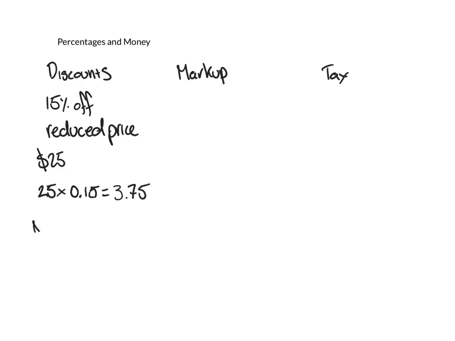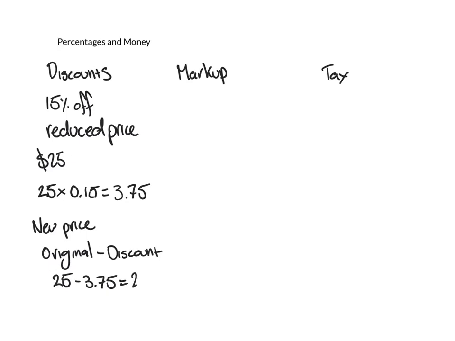But if we want to know the new price, we have to get the original and take away the discount. So $25 take away $3.75. Now you don't need to be a hero and try and do it in your head. This is where sometimes little mistakes happen. So you get your CAS out, 25 take away $3.75, and we'd get $21.25. So this is an example of how a discount can work.